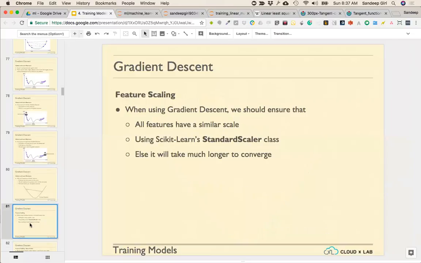So whenever we are using gradient descent, we must make sure that we do the feature scaling. We should use the StandardScaler class from scikit-learn. Otherwise, the convergence might take a long time, because for some of the parameters it would look like a plateau, and for some it would look steep, right?